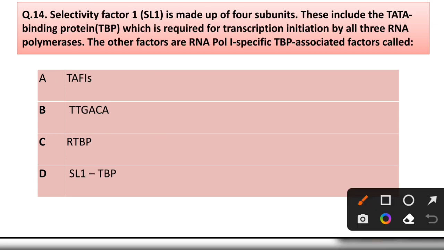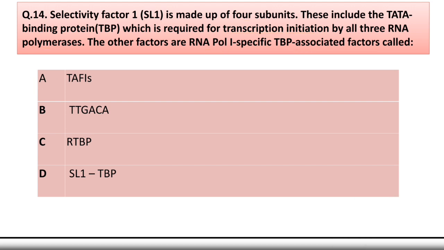Question number 40. Selectivity factor 1, SL1, is made up of 4 subunits. These include the TATA binding protein, which is required for transcription initiation by all 3 RNA polymerases. The other factors are RNA polymerase 1 specific TBP associated factors called TAFIs, TTGACA, RTBP, SL1 TBP. Answer is option A, TAFIs.